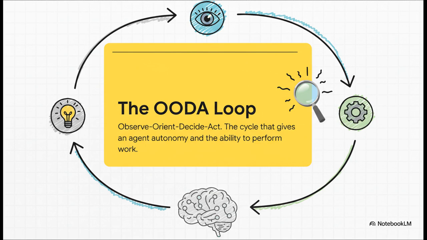And at the very core of all this is something called the OODA loop: observe, orient, decide, and act. See, this isn't just about spitting out text anymore. This is the actual decision-making cycle that gives an agent real autonomy. This is how software starts to think.